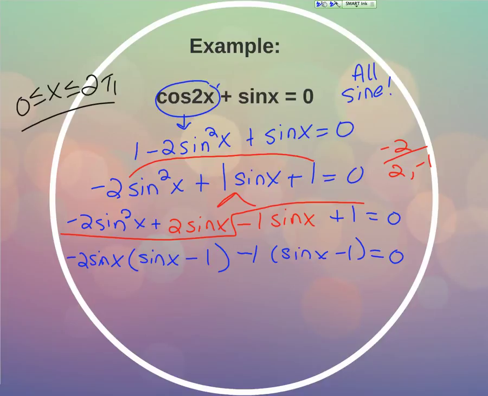Oh, true. So then I have negative 2 sine x minus 1, and then just sine x minus 1.